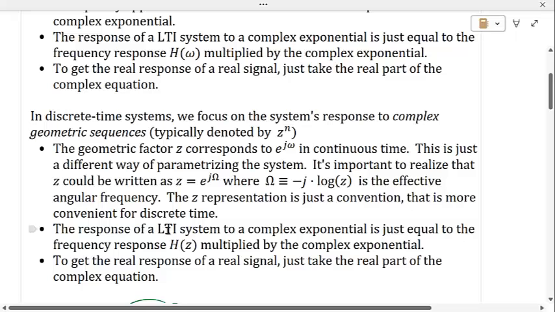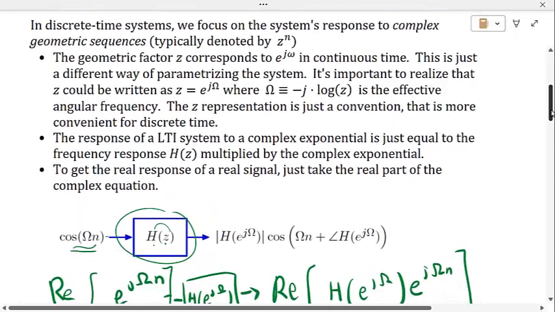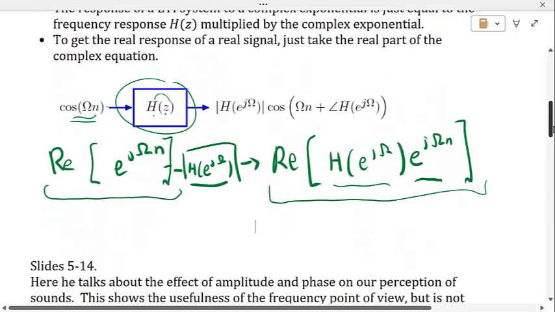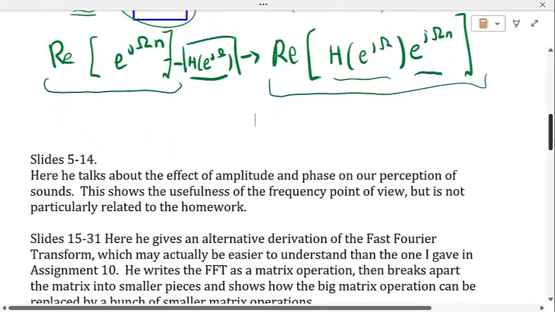The response of a linear time invariant system to a complex exponential is just equal to the frequency response multiplied by the complex exponential. I wrote h of e to the j omega. You can write h of z. It's the same thing. So these two things are very closely related. Hopefully you're seeing this theme coming through.